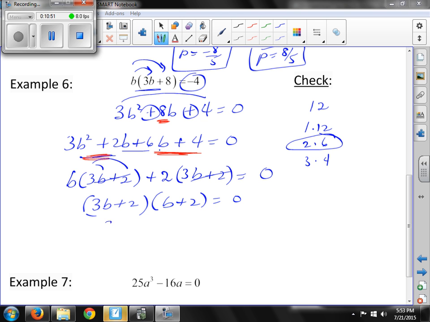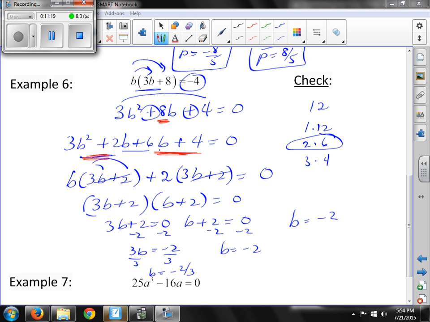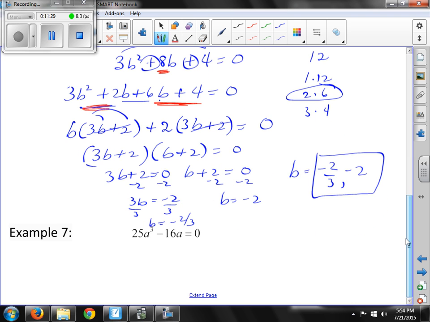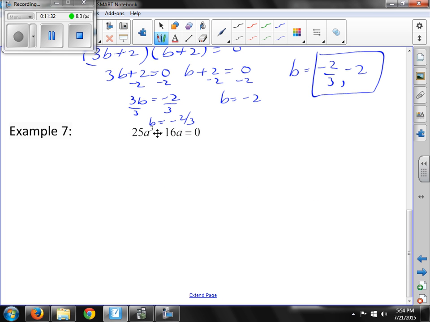Setting my factors equal to 0, I have 3b plus 2 equal to 0 and b plus 2 equal to 0. Subtracting the 2, I have 3b equals negative 2. Dividing by 3, I have b equals negative 2/3. There's one solution. And subtracting 2 here, I have b equal negative 2. So writing my solutions, I'll have b equals negative 2/3, comma, negative 2. Those are my solutions.